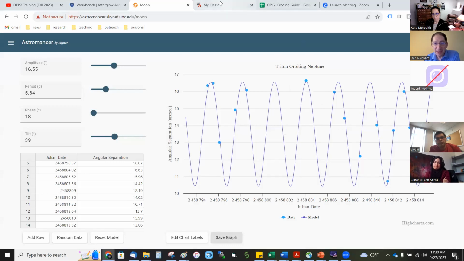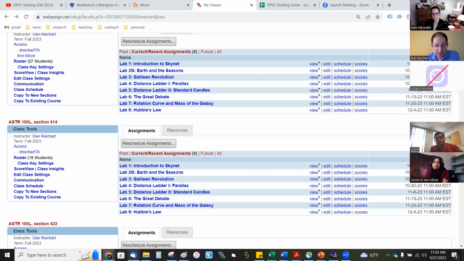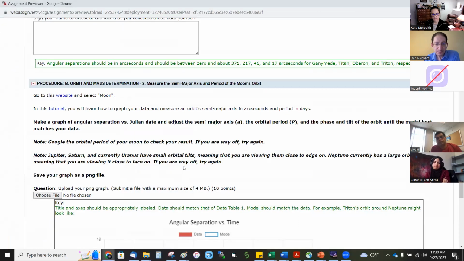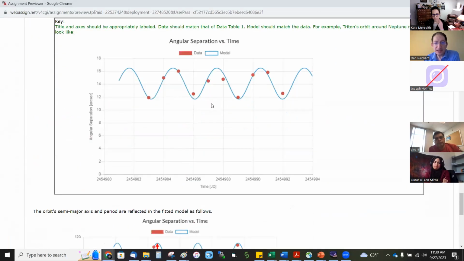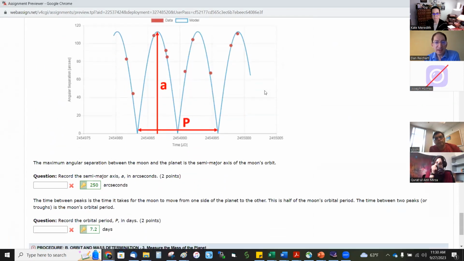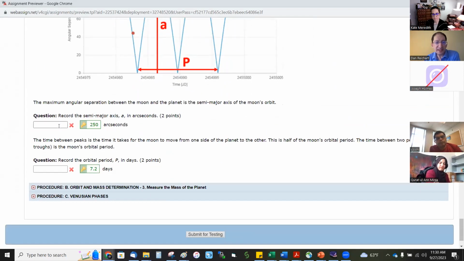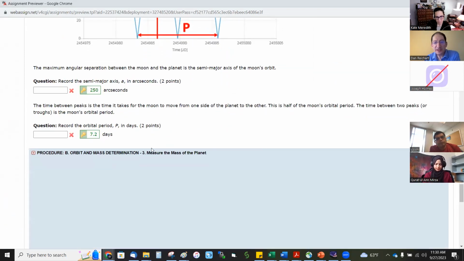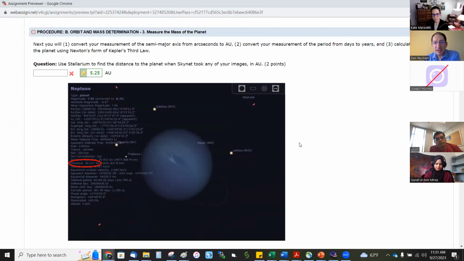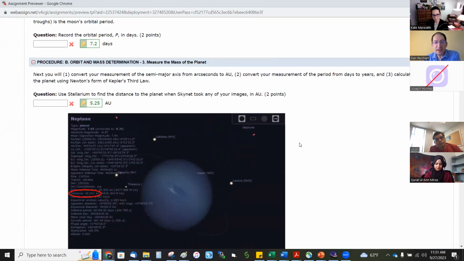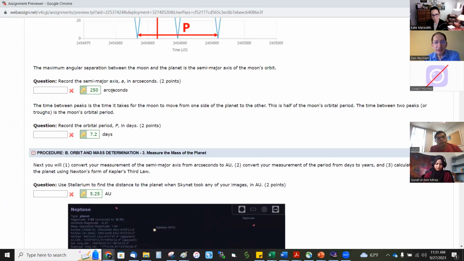Okay. And then just to wrap it up, let's go back to the lab. Here's an example. This is with the old graphing interface, but similar idea. They'll put their semi-major axis in arc seconds here, their orbital period in days here. Now we're going to determine the mass. And so first we need to convert this semi-major axis in arc seconds to a physical distance.